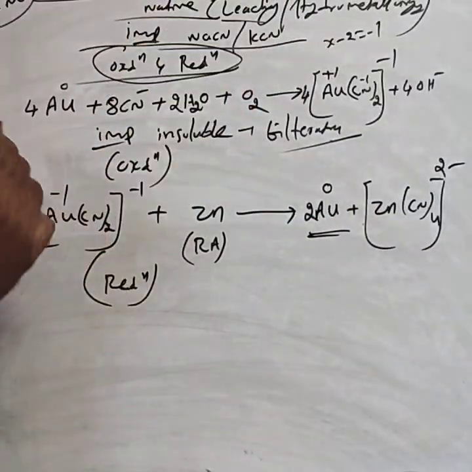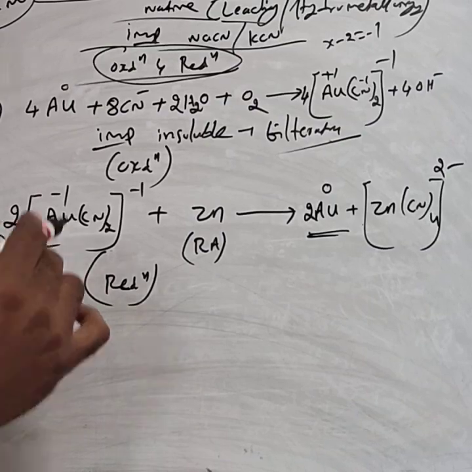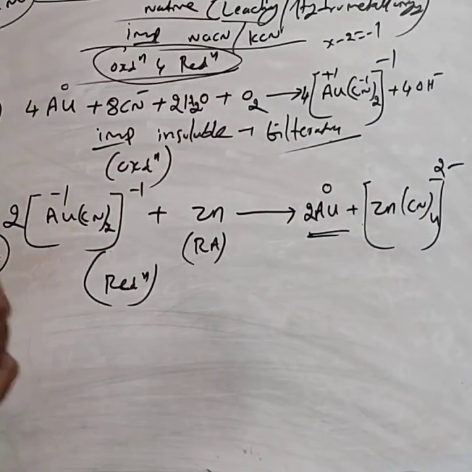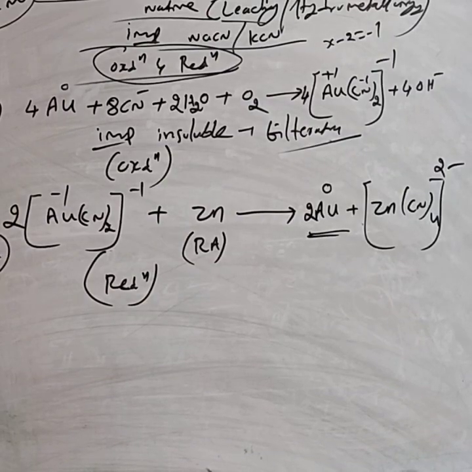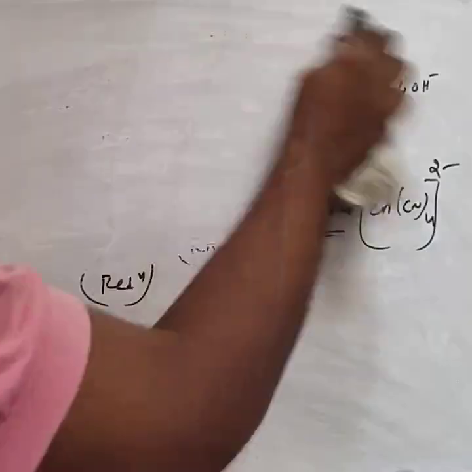This is about the cyanide process. The first step carries 1 mark, the second step carries 1 mark, totally 2 marks. You just have to practice these chemical reactions. This is about the extraction of gold by the cyanide process. Then the last metal, the last extraction.